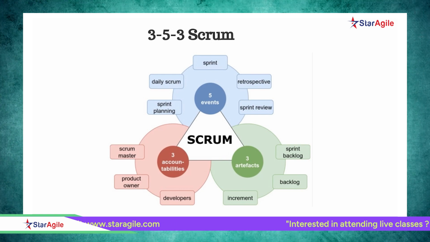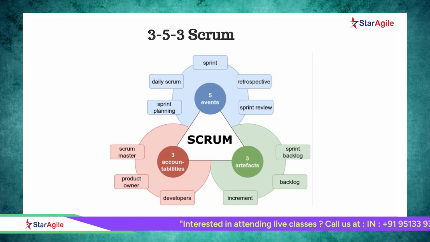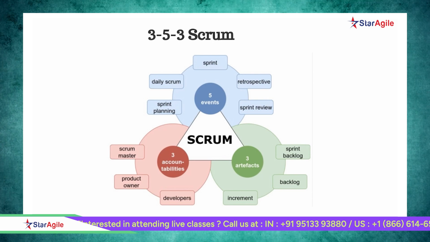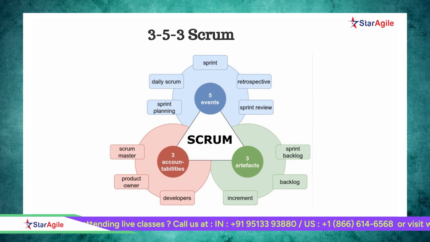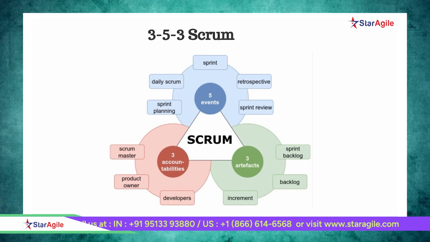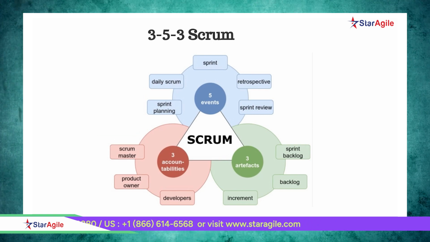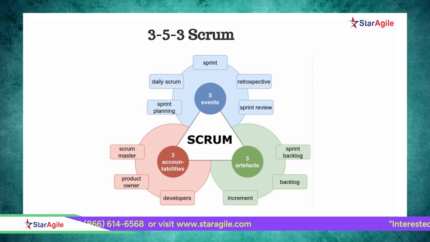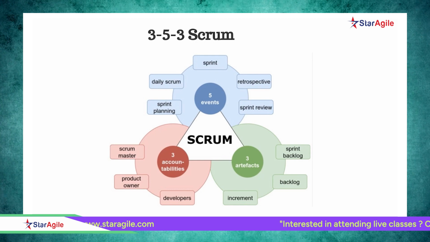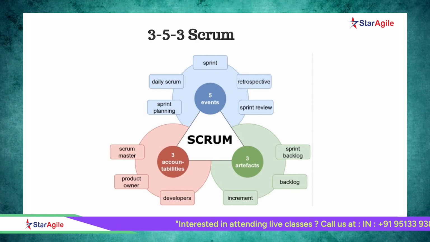Sprint, sprint planning, daily scrum, sprint review, and sprint retrospective, which provide the structures for the team's work and continuous improvement. Finally, the 3 artifacts: product backlog, sprint backlog, and increment, which ensure transparency and clarity of progress. Understanding this 3-5-3 structure is crucial for anyone looking to master Scrum, as it encapsulates the framework's simplicity and power.